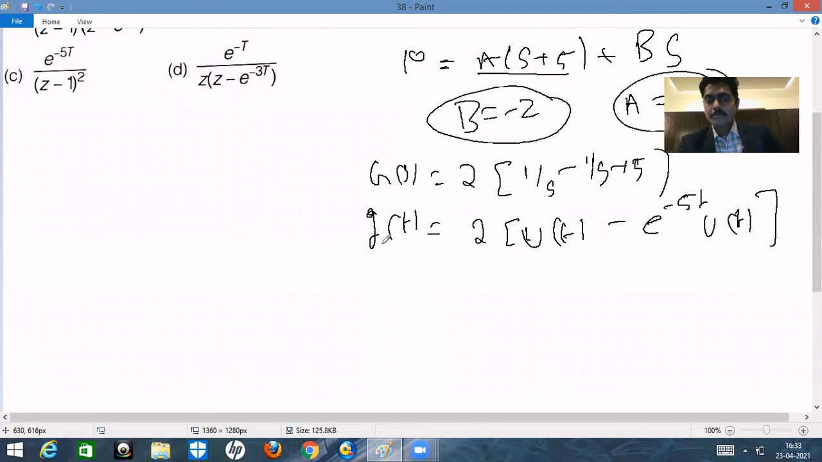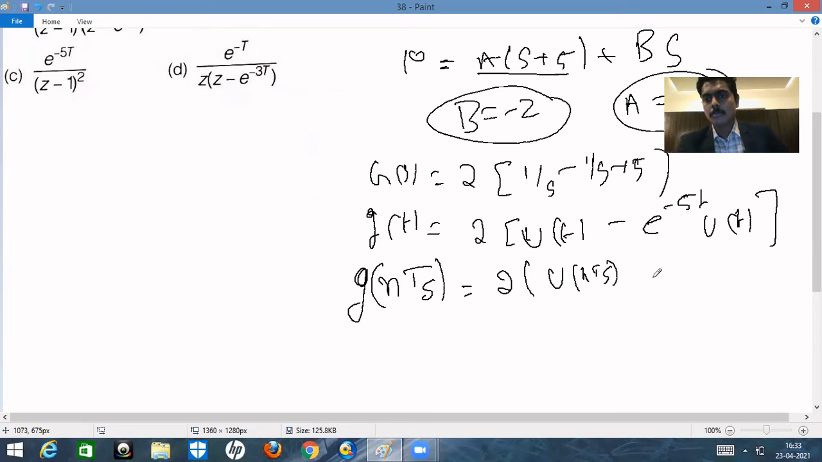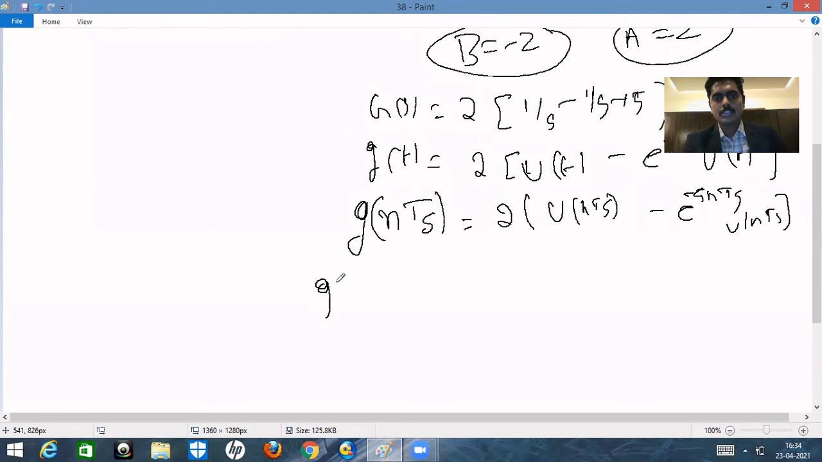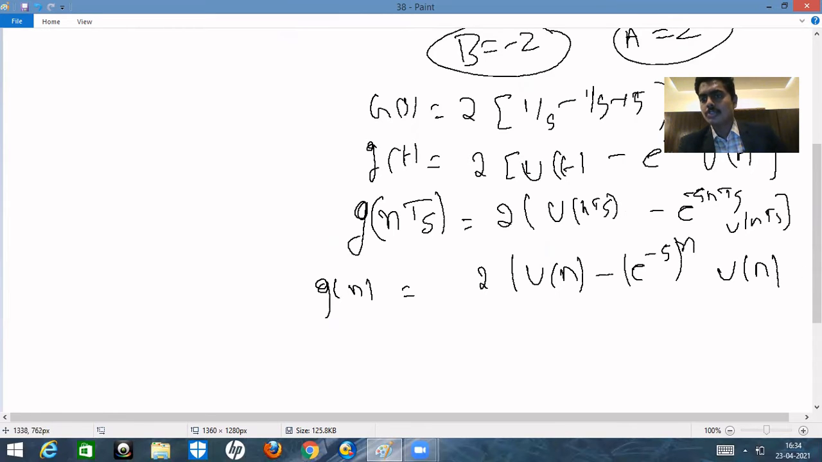But we need to find the Z transform for this function. So that means simply convert it into a discrete domain signal. So substitute t equal to n into Ts, right? So you will get 2 into u of n Ts minus e power minus 5 n Ts into u of n Ts. Okay, so substitute n Ts as n simply. So you can say that g of n is equal to 2 into u of n minus e power minus 5 whole power n, simply, into u of n, right? So this will be the function.